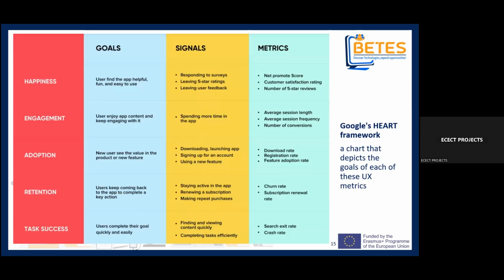This is the Google's HEART framework, and it's a nice way to measure the user experience, how successful it is for a product, for a website. We have happiness, engagement, adoption, retention, and task success. So for happiness, for example, what is the goal? To find the app helpful, fun, and easy to use.